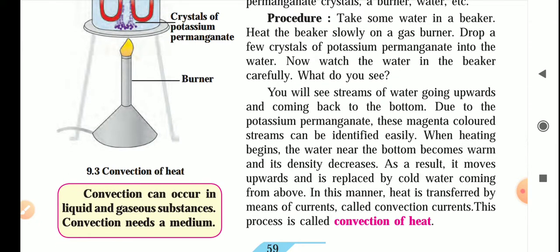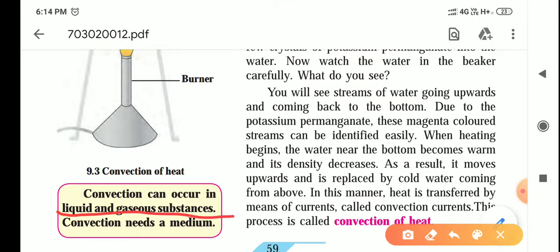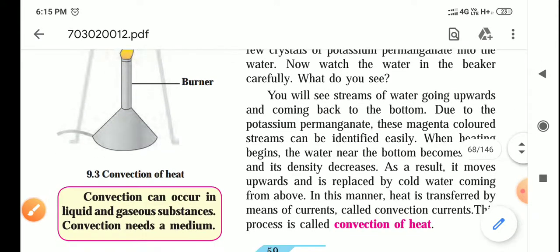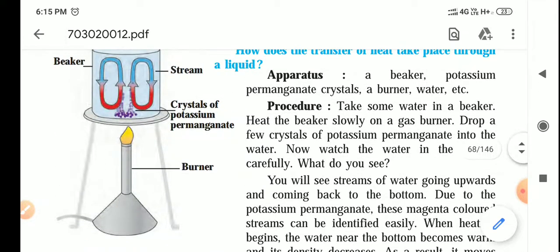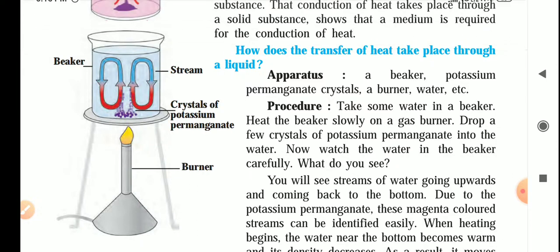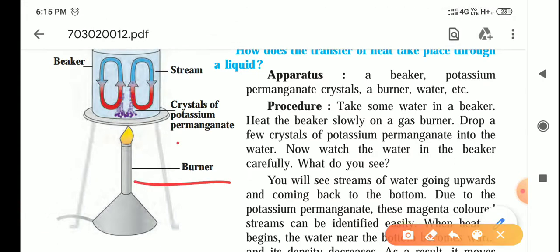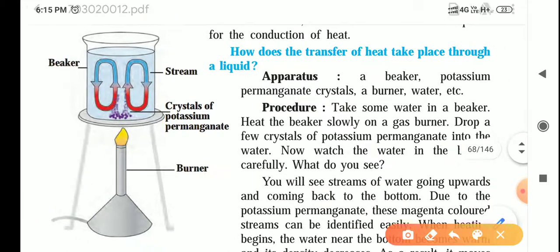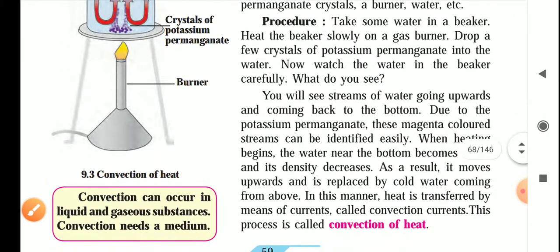Convection can occur in liquid and gaseous substances. Convection needs a medium. We have seen that conduction occurs in solid substances, while convection occurs in liquid and gaseous substances. So if this question is asked in the exam, you have to draw a neat diagram. You have to name each and every part, and you have to explain the apparatus list as well as the procedure and the definition of convection of heat.